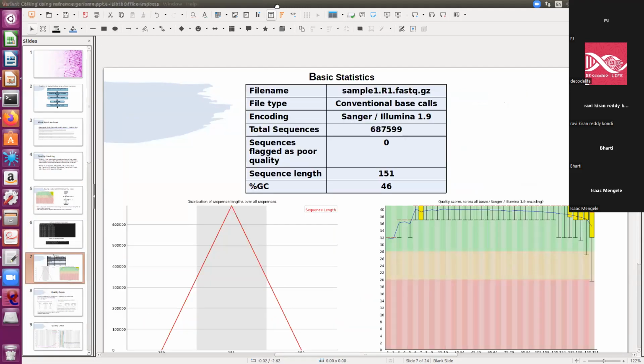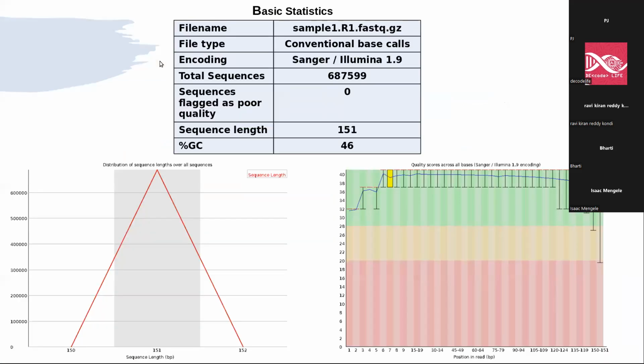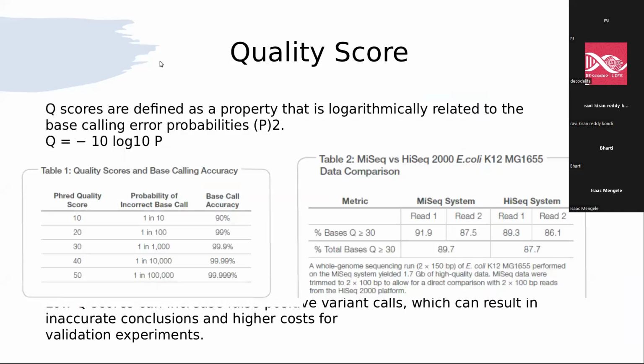In the slides I have actually explained all those things which I directly explained on the output of FastQC, where I was explaining the quality. I can explain exactly what the Phred or Q score is. Q scores are defined as a property that is logarithmically related to the base calling error probability. If the Phred score is 10, then there is a probability that one incorrect base can be called in 10 base calls, that is, the accuracy of the call is 90%.